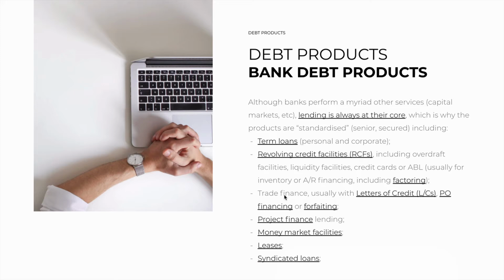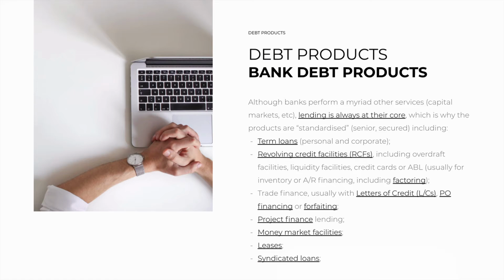Next comes trade finance, and this is usually to help businesses navigate international transactions, which may include companies that they don't know, different currencies, or different political climates. And the relevant instruments include letters of credit, or LCs. These are guarantees by a bank that a customer will pay when goods are received, but only if goods are received.